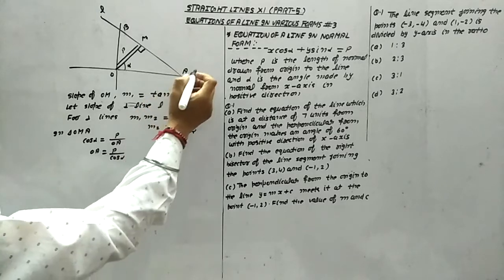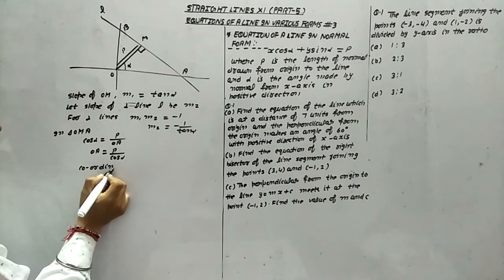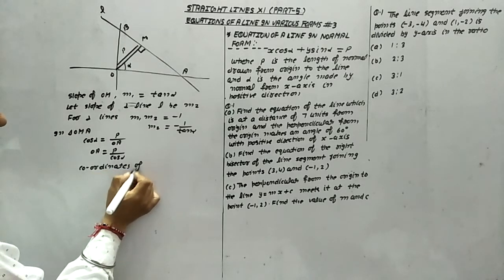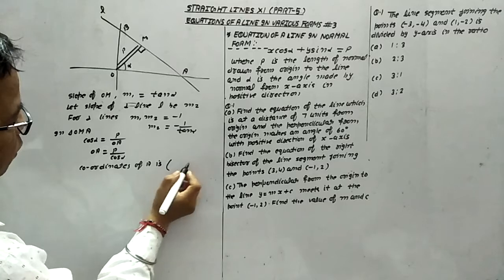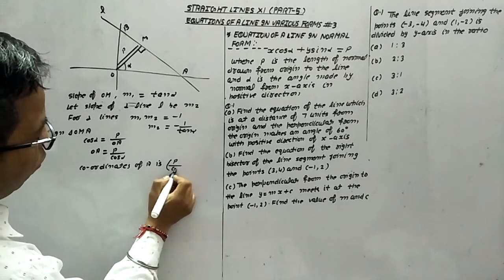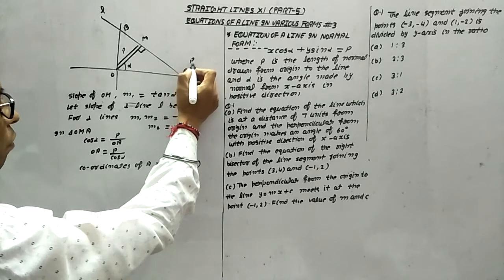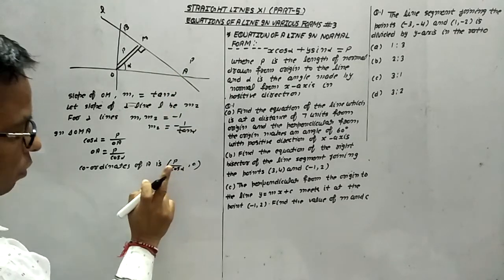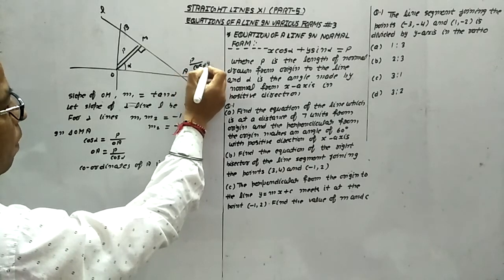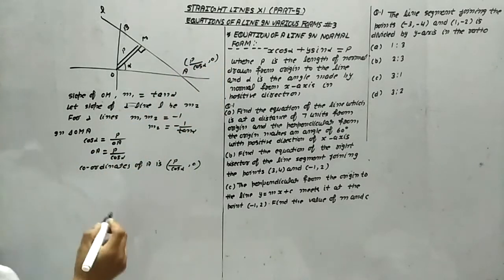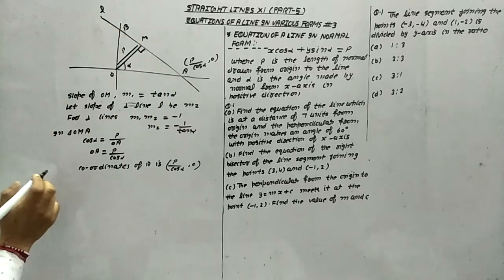Therefore, we can say the coordinates of A are p upon cos alpha and 0, because on the x-axis y is 0. So p upon cos alpha and this is 0. Now this is point A on L and the slope is given.